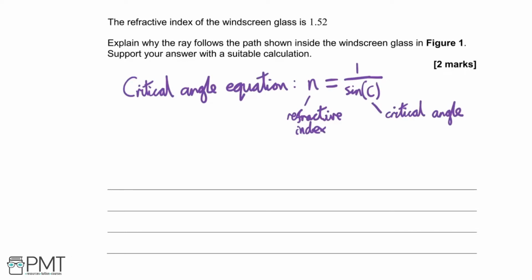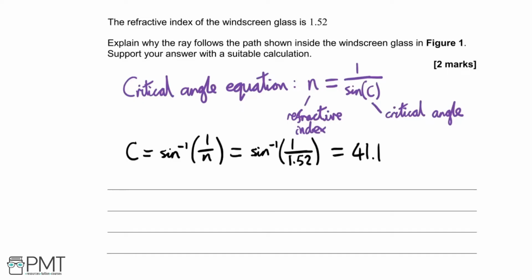So if we substitute our values into a rearranged version of this equation, we end up with a critical angle for this boundary of 41.1 degrees. What that then means is, as long as the angle is within 41.1 degrees, there will be some refraction. Alternately, if the angle of incidence is larger than the critical angle, then there will be total internal reflection. Now, because that light is hitting the boundary at 45 degrees, that's larger than the critical angle, so there will be total internal reflection.